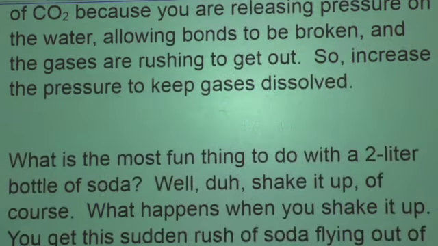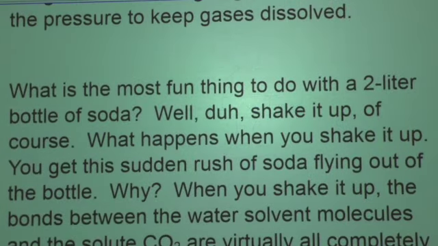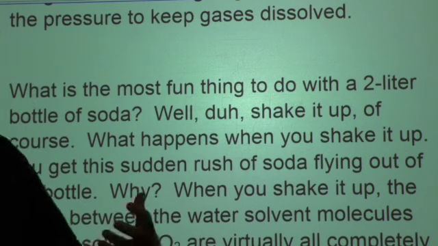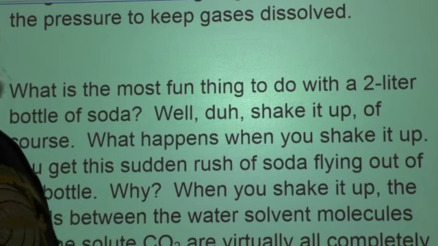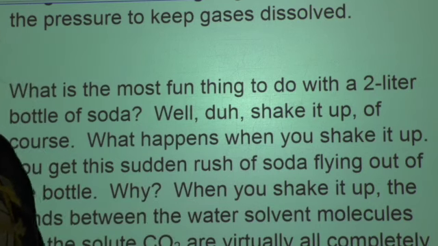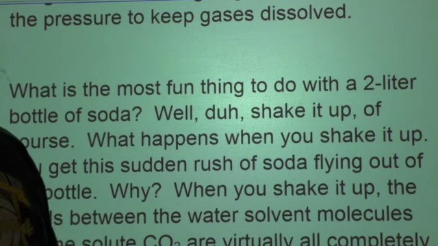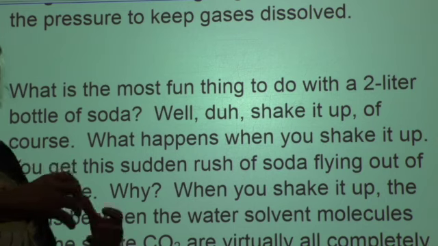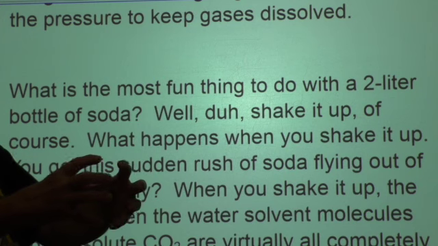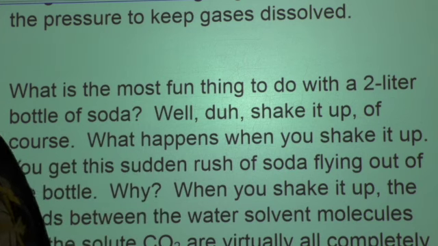Now, a third way, the best way to think of this is, what is the most fun thing to do with a 2-liter bottle of soda? Well, duh, shake it up. What happens when you shake it up? What are you doing to the solution? You are forcing collisions, and collisions are not good for soda pop. In fact, if you do it really hard, you can feel that plastic get really tight.